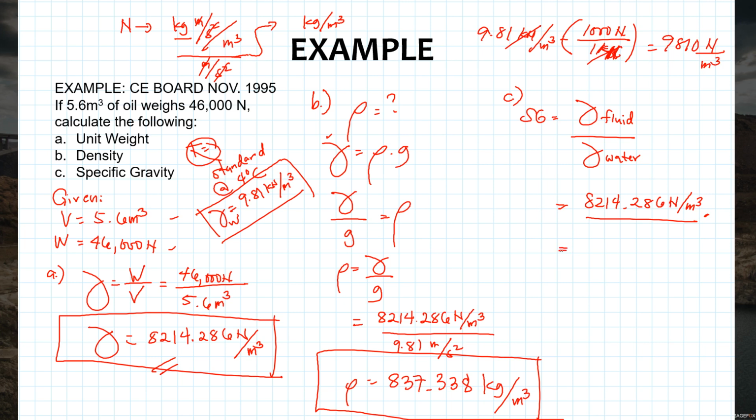So this will be divided by 9810 newtons per cubic meter. This will be your specific gravity. So the specific gravity is equal to 0.837. This is your answer.